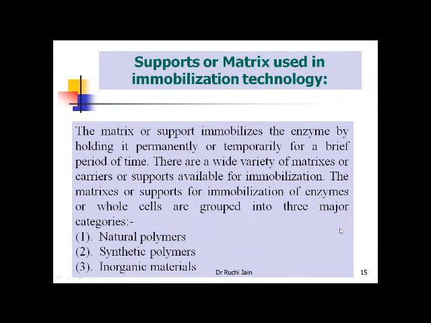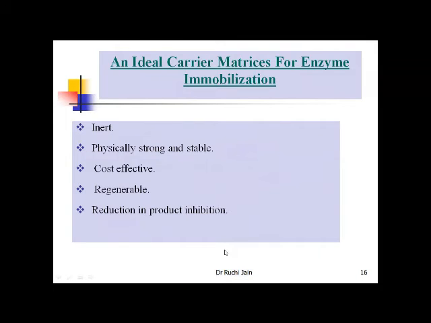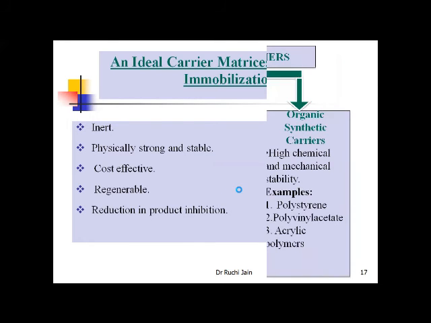The matrix of support for immobilization of enzymes is grouped into three major categories. They are natural polymers, synthetic polymers, or inorganic materials. These carriers should be inert, physically strong and stable. They should be cost effective. They should be regenerable, and they should not inhibit the product formation. So an ideal carrier matrix for enzyme immobilization should be like this.